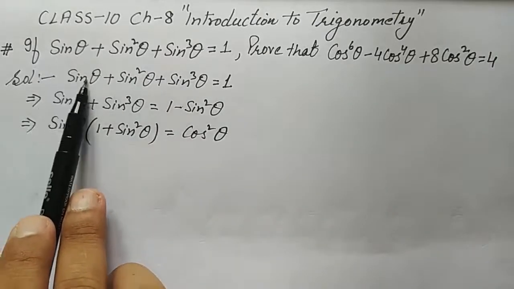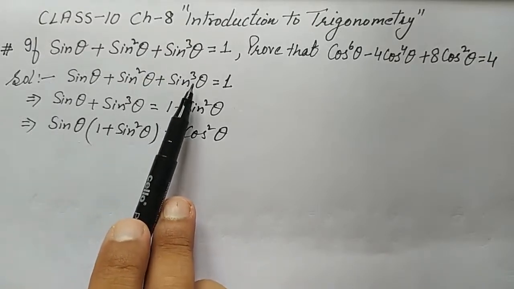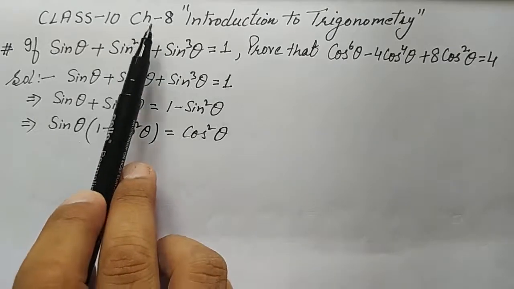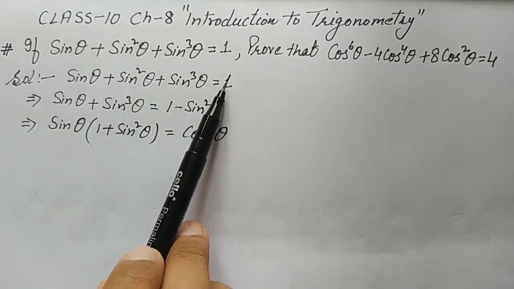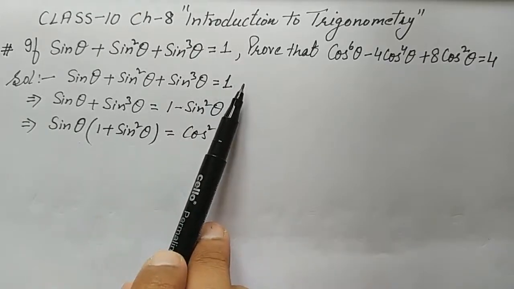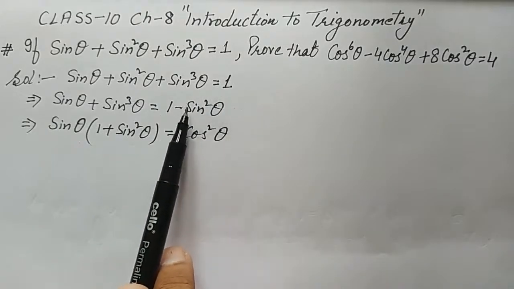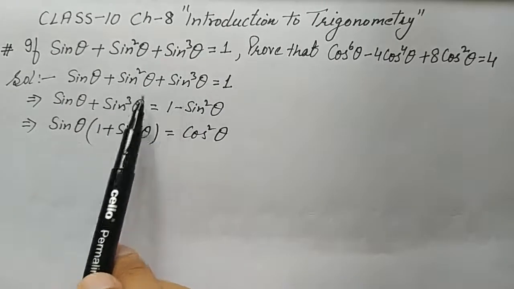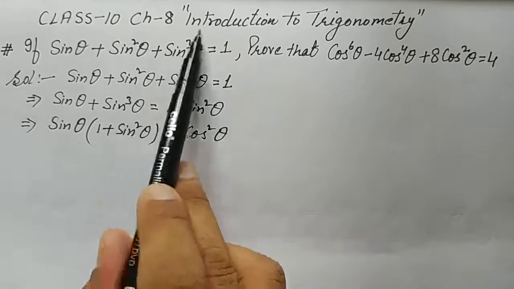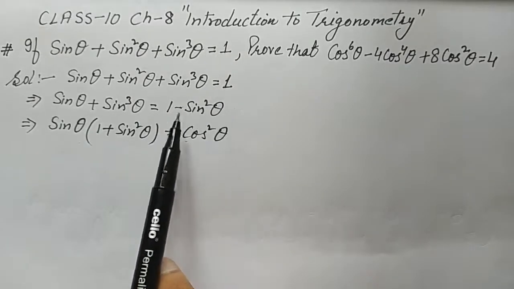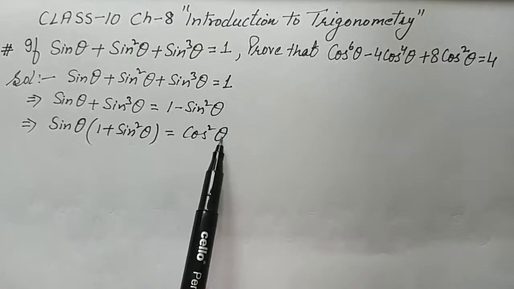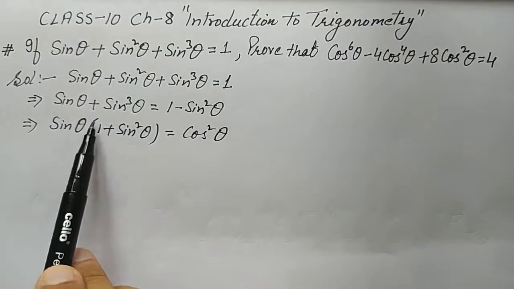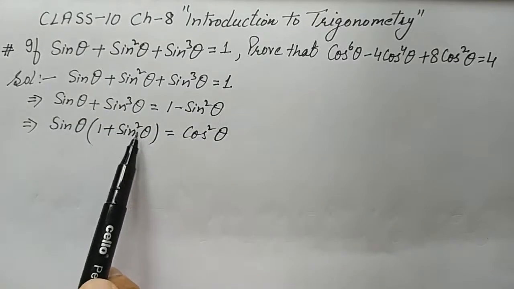So given is sin theta plus sin square theta plus sin cube theta is equal to 1. What we do, we'll take this sin square theta to the right hand side, so that it becomes 1 minus sin square theta, and we know 1 minus sin square theta is cos square theta. So it becomes sin theta plus sin cube theta is equal to 1 minus sin square theta. So 1 minus sin square theta you can write as cos square theta, that we have as an identity, and here sin theta can be taken common. So sin theta is common. What is left? 1 plus sin square theta is left inside.